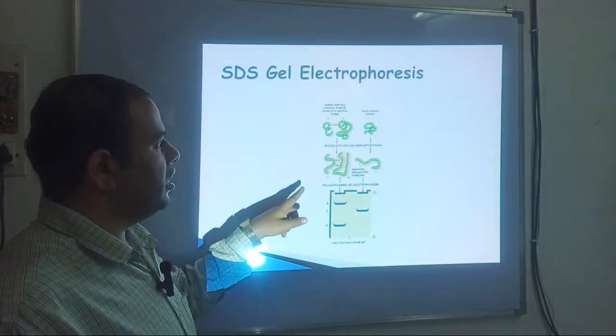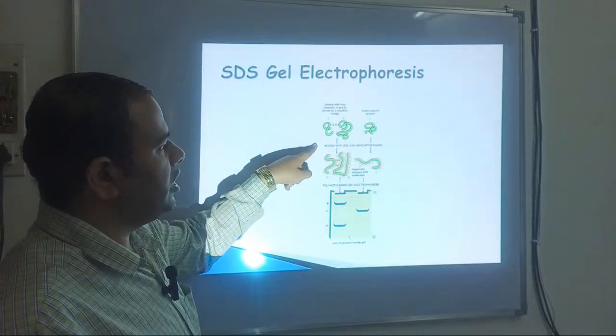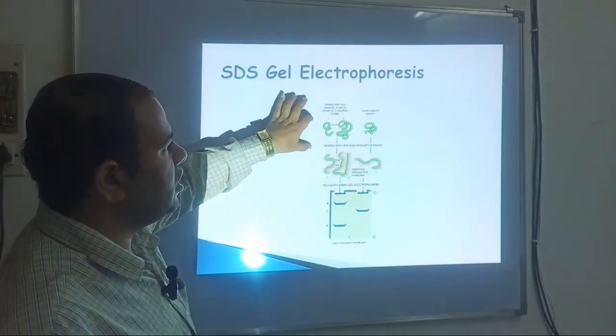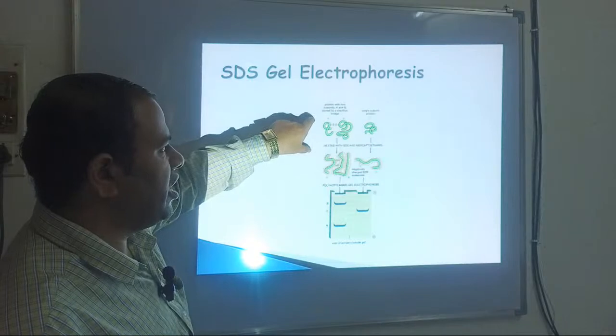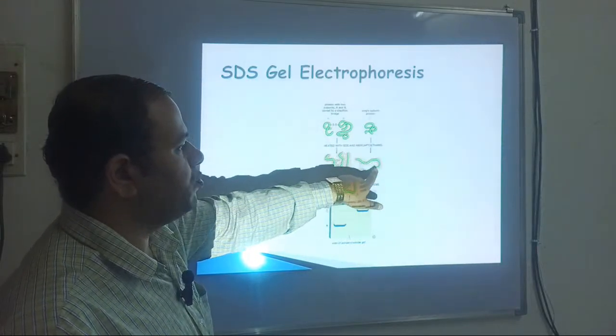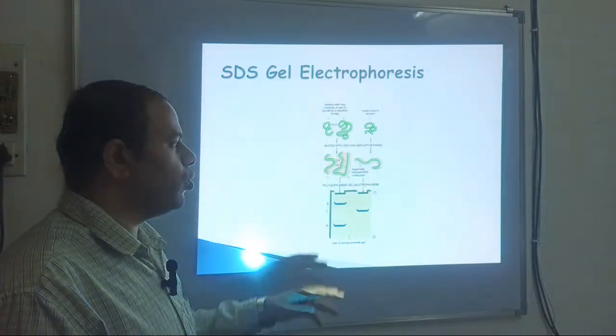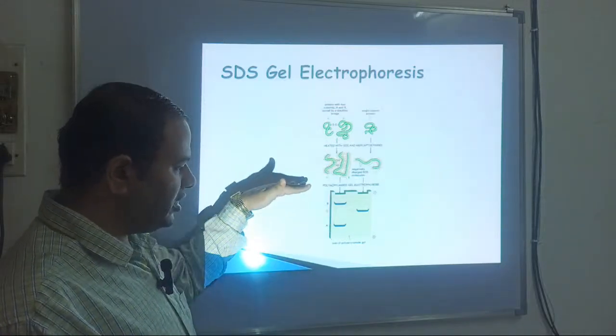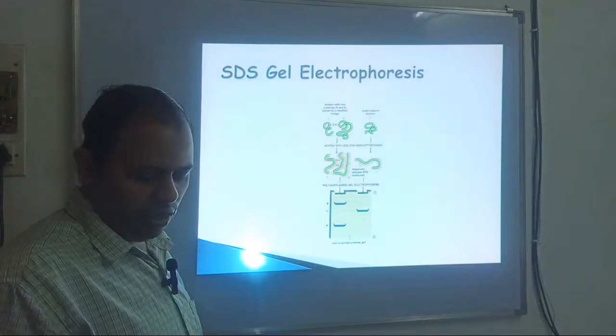Now you can see how treatment with SDS and mercaptoethanol changes the 3D structure, that can be secondary or tertiary structure, into a primary linear form, and this protein becomes negatively charged due to the coating of SDS molecules, and it separates easily onto the gel.